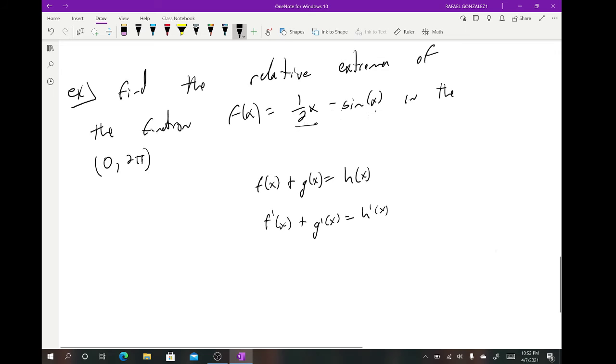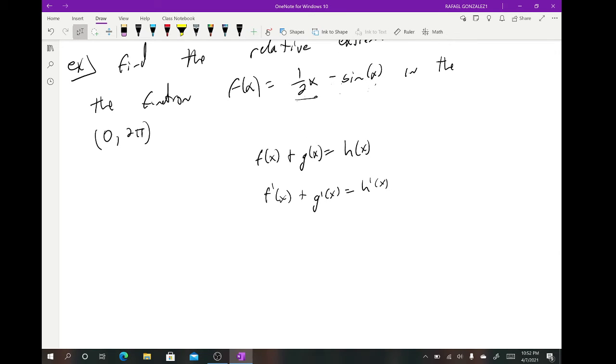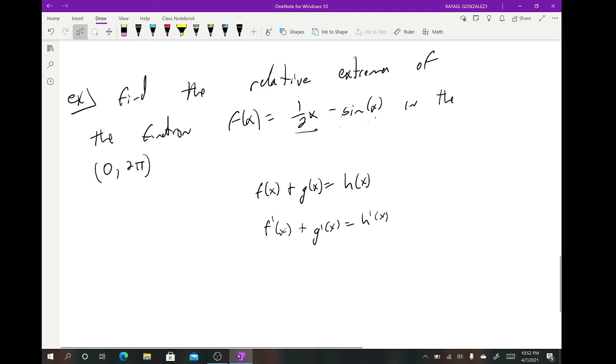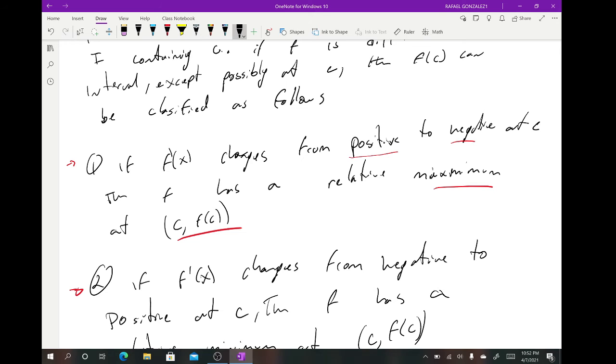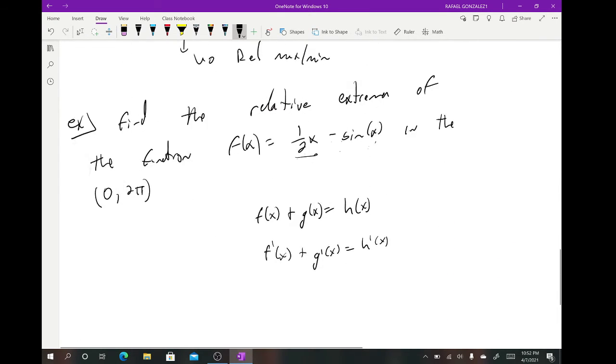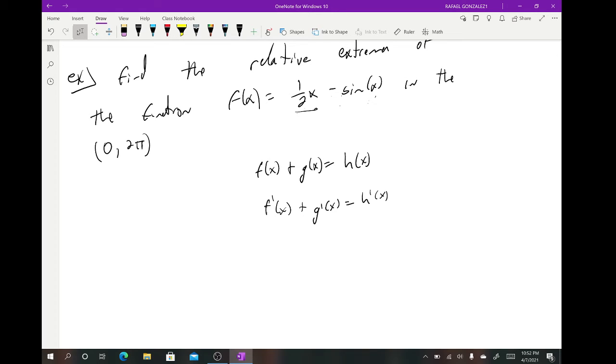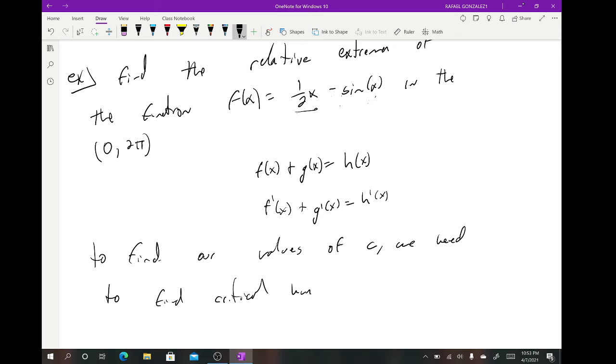Okay, good. So before we could begin to talk about the first derivative test, notice that we need to find out when the function changes from positive to negative or negative to positive. Now, we need to find the values of c. To find the values of c, we need to actually find the critical numbers. Again, critical numbers happen when the derivative is equal to 0 or does not exist.